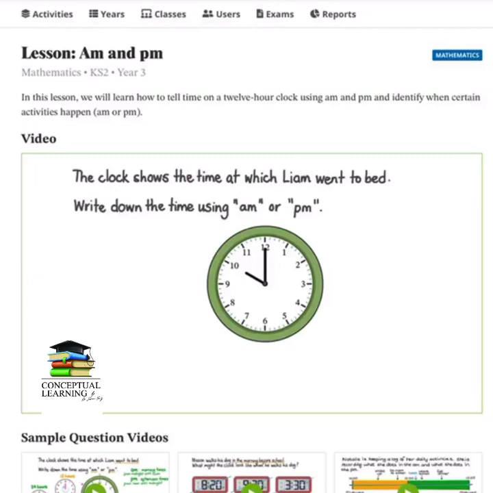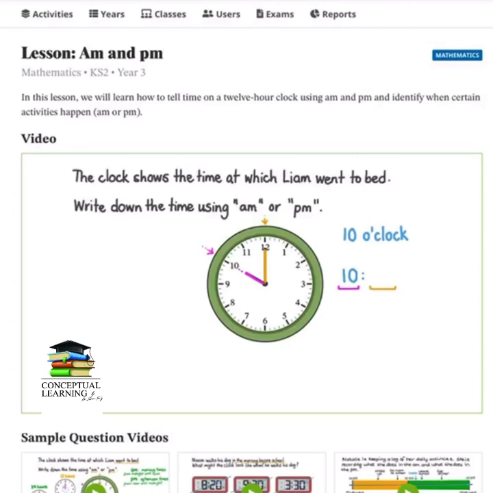What time is it? Well, the long minute hand is pointing up to the number 12. This shows us that it's the start of a new hour. This is an o'clock time. And we can also see that the hour hand is pointing to the number 10. It's 10 o'clock.